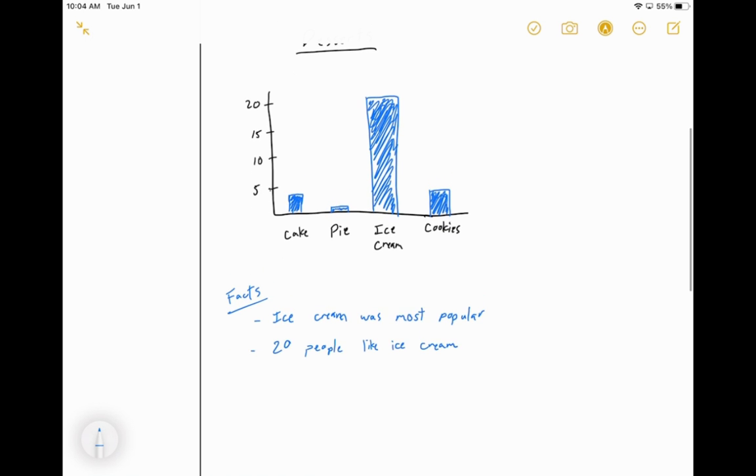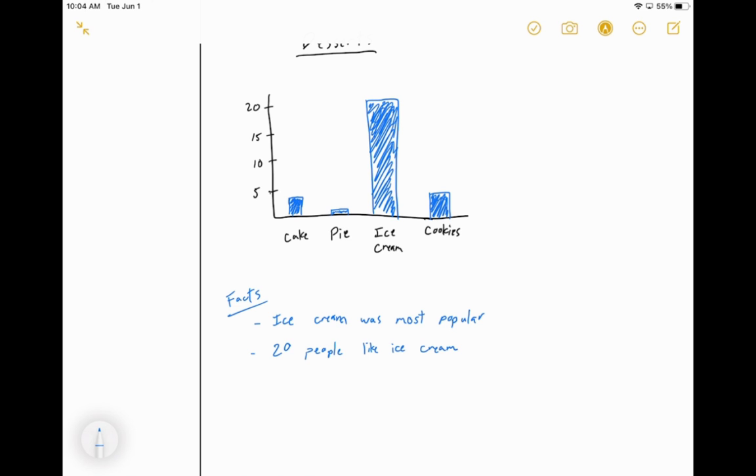I could say things like pie was the least favorite, right? I could say that cookies was second most favorite. There's so much information that I can take away from this chart, right? It's just one chart, but I learned a lot about you guys as a class, in terms of what kind of dessert you like, right?